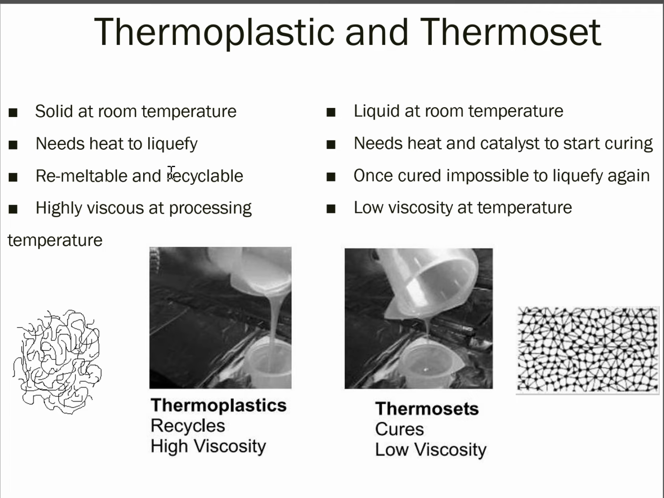They are remeltable and recyclable, and they are highly viscous at processing temperatures. On the other hand, thermosets are liquid at room temperature. They need heat and a catalyst, like the hardener we use, to start curing. And when it is cured, it is impossible to liquefy again. They usually have lower viscosity, so essentially they look more like a liquid at processing temperatures.